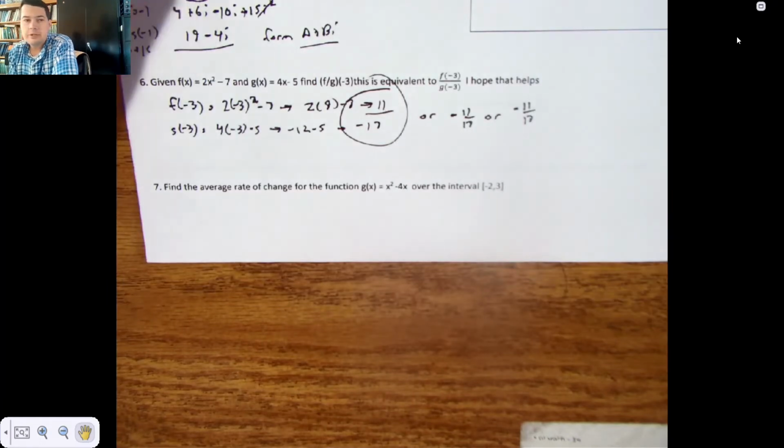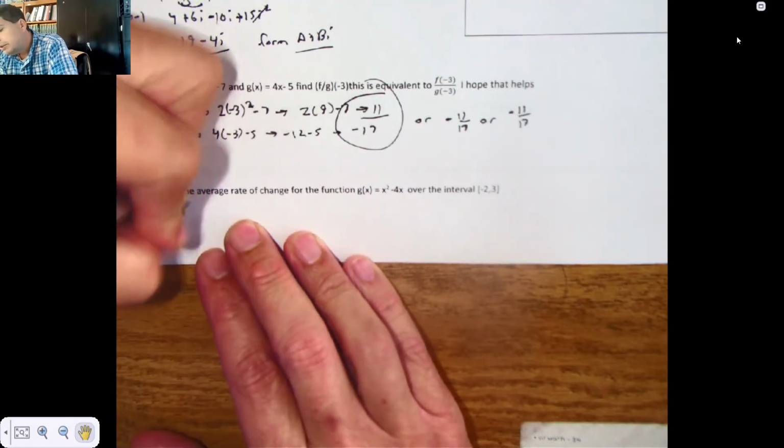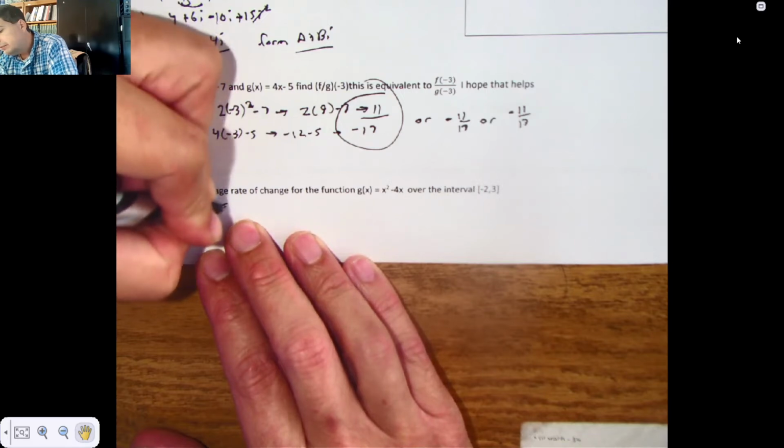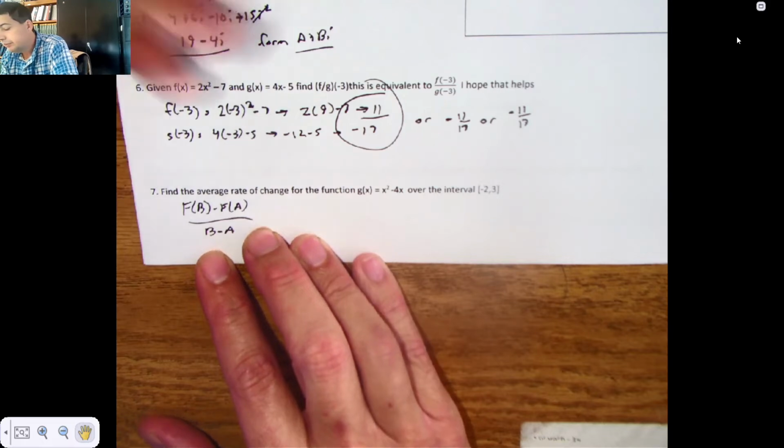Number 7, more average rate of change stuff. We're supposed to find the average rate of change for the function over an interval. So the formula for this is f of b minus f of a over b minus a. And we just plug in.